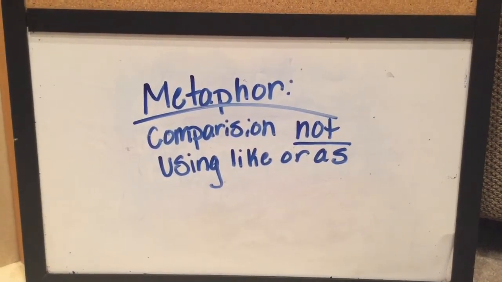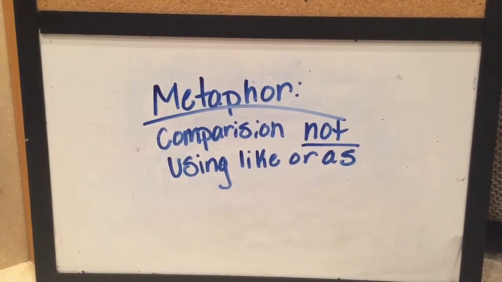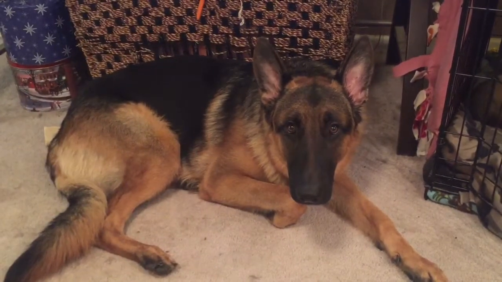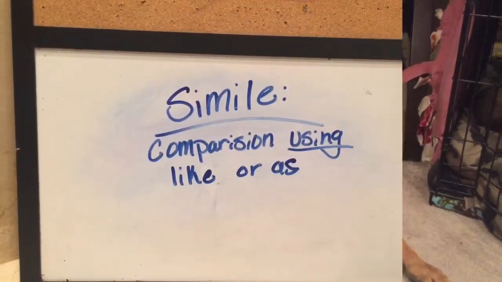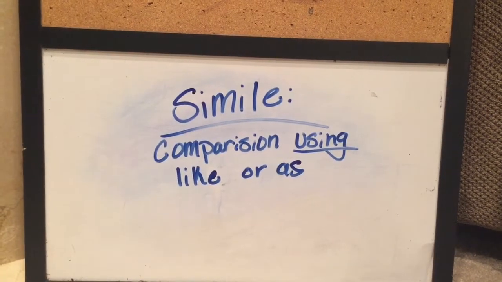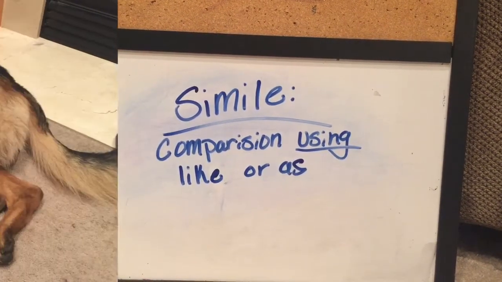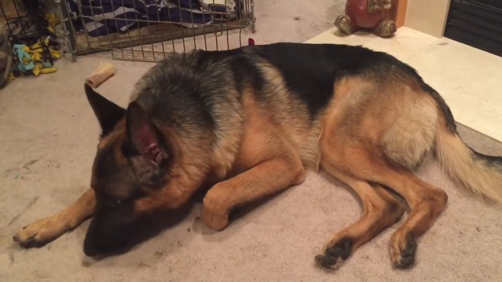The next literary device is metaphor, which is a comparison not using the words like or as. An example of metaphor is Brutus is the size of a horse. The last device we're going to look at is simile, which is a comparison using the words like or as. An example of simile is Brutus is as big as a horse.